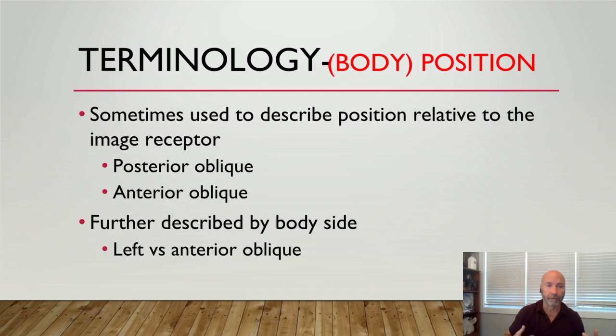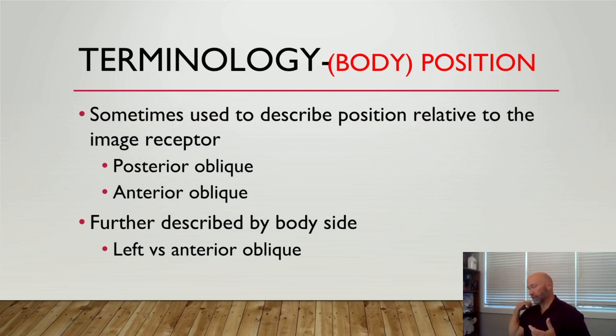So a posterior oblique would be where the patient's back is up against the image receptor and they're turned maybe at a 45-degree angle. That would be a posterior oblique, as opposed to if their anterior surface is up against the image receptor, that would be an anterior oblique. But it's not just enough to say posterior or anterior oblique, it has to be more descriptive.